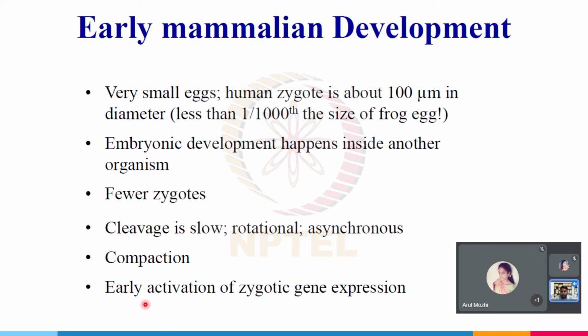And there is another thing, which is early activation of zygotic gene expression. As we have seen in Drosophila development, a major part of axis specification is played by maternal effect genes, which are already deposited by the mother herself. But that is not the case in mammalian development. In mammals, the zygote itself is transcriptionally active very early in development, so the zygotic genes play a major role in various aspects of early embryo development.